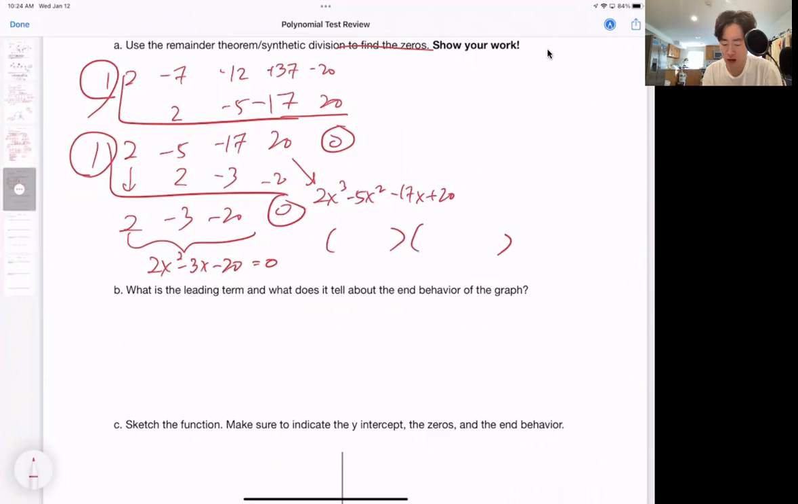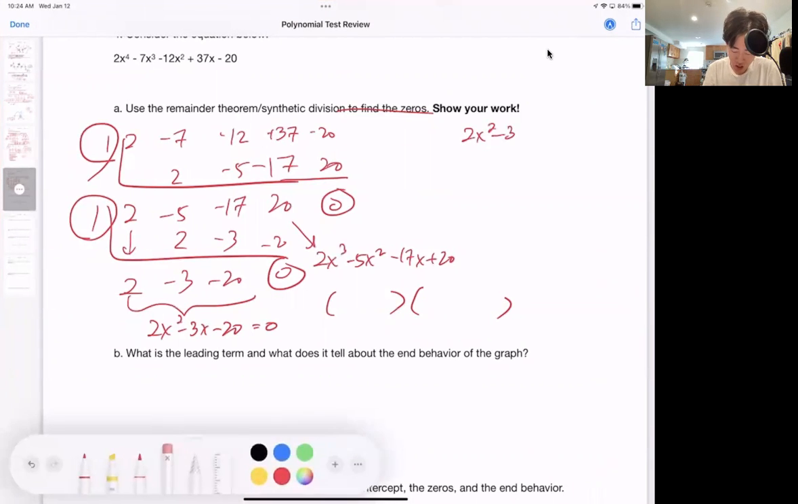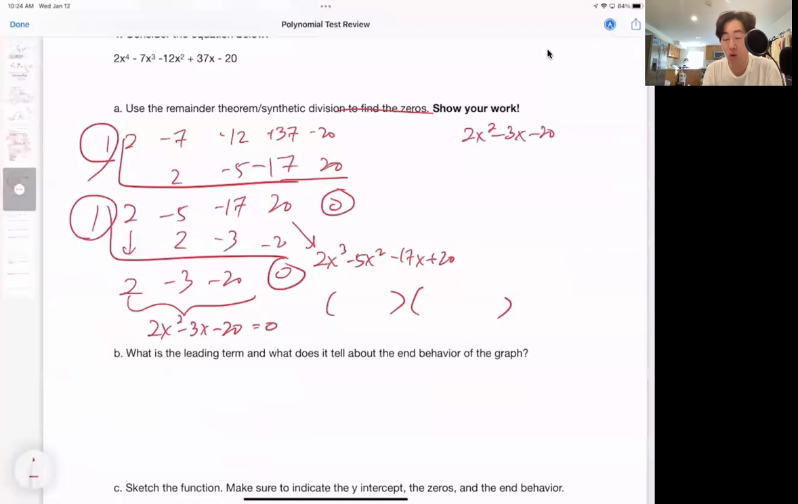Okay, so how would I be able to factor that? It seems like it's another AC method. So I'm just going to show you guys step by step. That's not 30. That should be 3x minus 20. So AC should be negative 40. Two numbers that multiply to negative 40 are negative 8 and 5. So 2x squared minus 8x plus 5x minus 20.